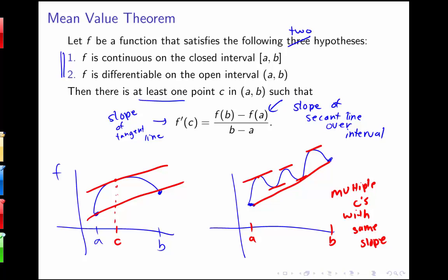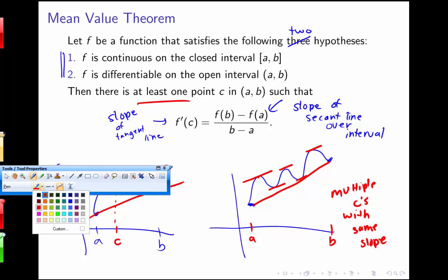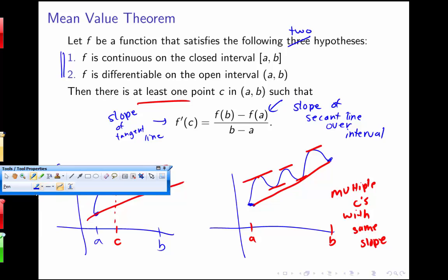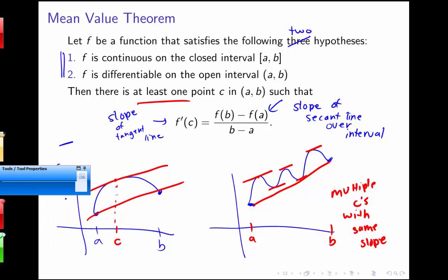So this theorem guarantees that if we've got our function being continuous and differentiable, there'll be at least one value where the slope of the tangent line is equal to the slope of the secant line. There may be only one, but there could be multiple ones. So we want to work through a few examples to see how this is going to work. Okay, so let's work through a few examples.